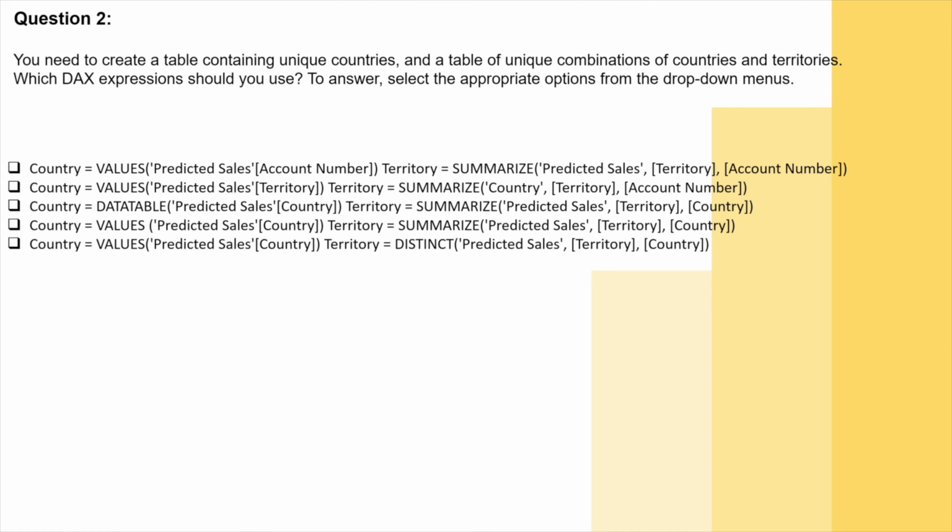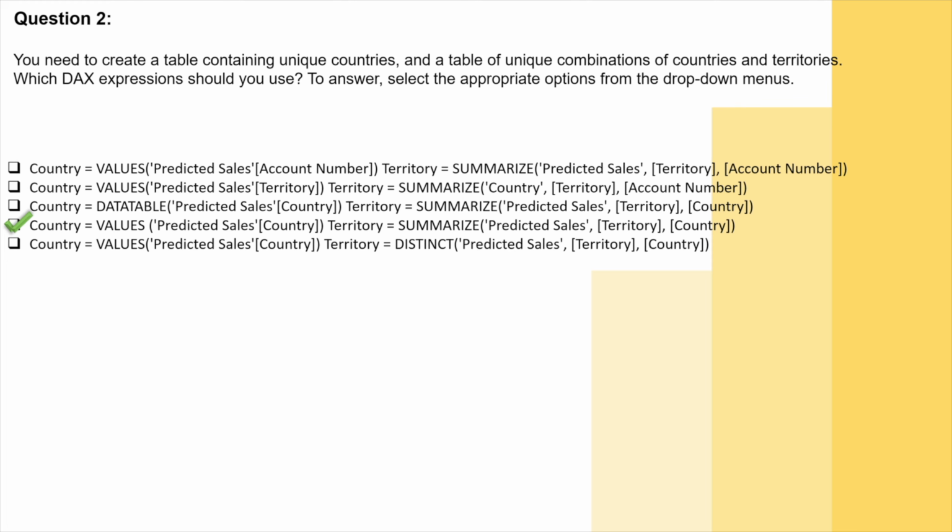Next option is country is equal to values, under bracket we have predicted sales territory. Territory is equal to summarize country comma territory comma account number. Next option that we have is country is equal to data table, in brackets we have predicted sales country. Territory is equal to summarize predicted sales territory country. Fourth option is country is equal to values predicted sales country. Territory is equal to summarize predicted sales comma territory country. And the fifth option is country is equal to values predicted sales country. Territory is equal to distinct predicted sales territory comma country. Now which do you think is the right answer?